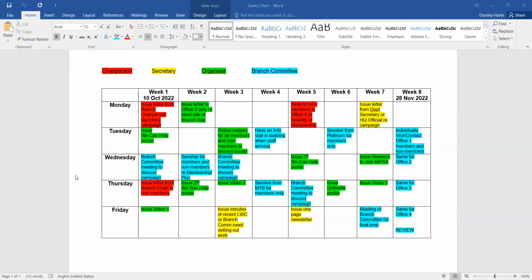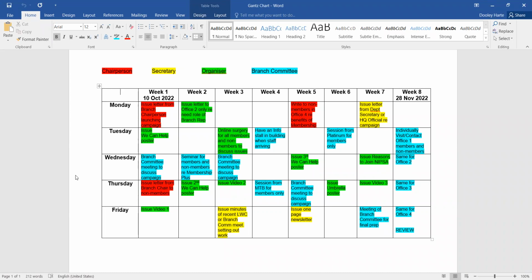Okay, folks, we'll move on to week 2 here. So we'll share again. As I've said, there are 3 objectives. One is to raise the profile generally. One is to get branch reps from Office 2. And one is to recruit members in Office 4. So, start of week 2 here.